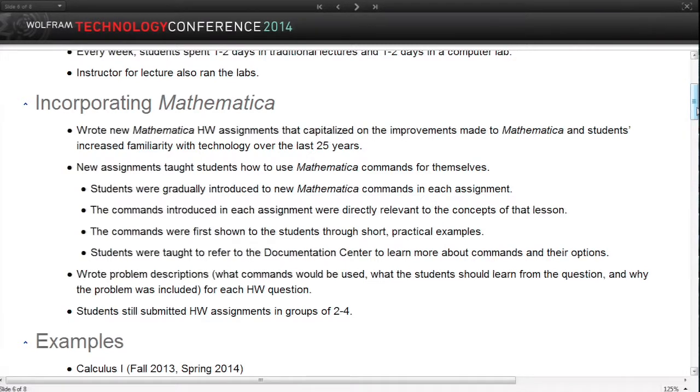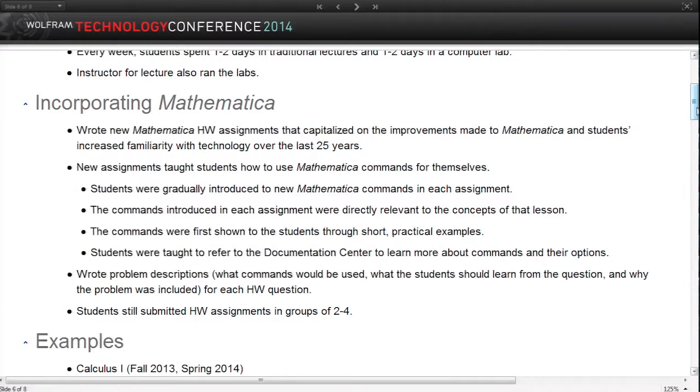And how did we do that? How did we teach students to basically take command of Mathematica for their own self? First, we gradually introduce students to the commands in the assignments. And the commands introduced in an assignment were directly relevant to the concepts for that lesson. So we aren't going to introduce the integrate command when we're talking about derivatives. And we introduced the limit command at the beginning of the semester when it was relevant.